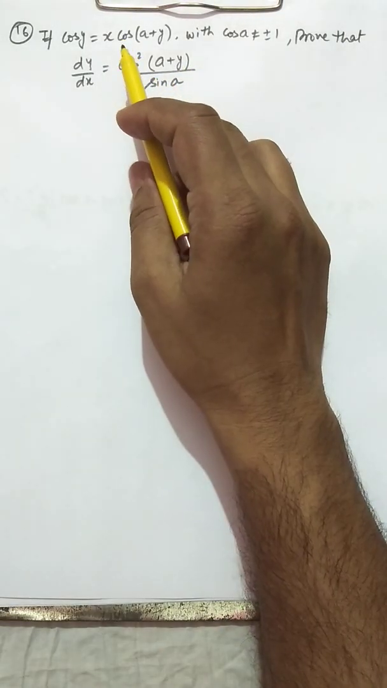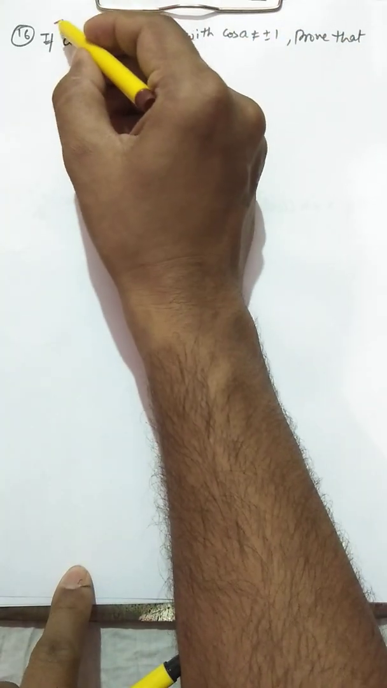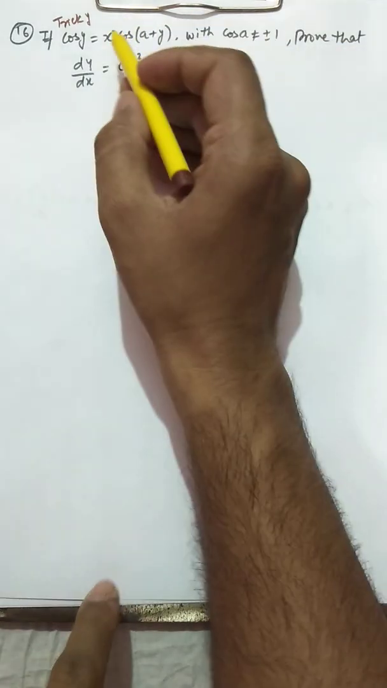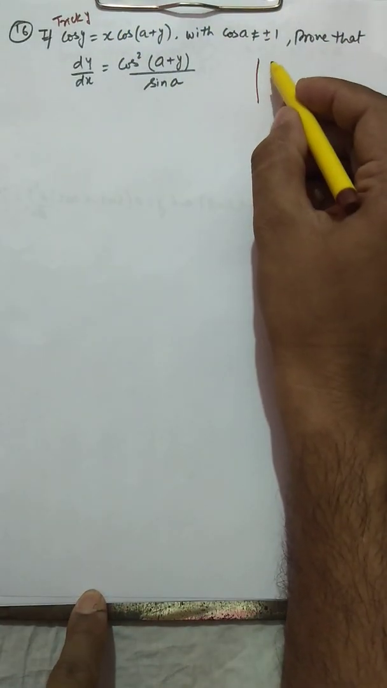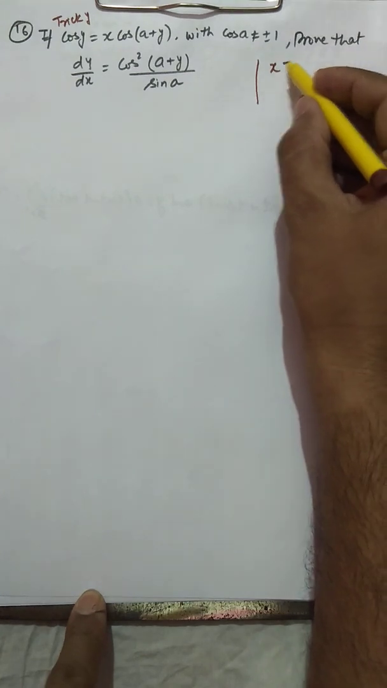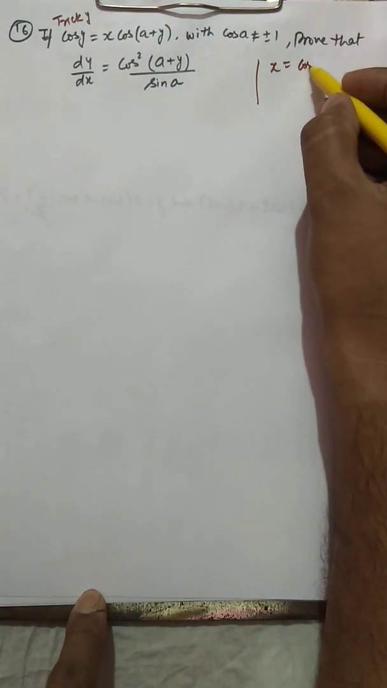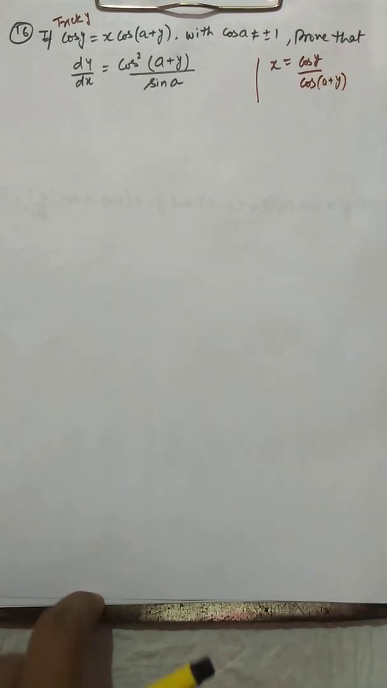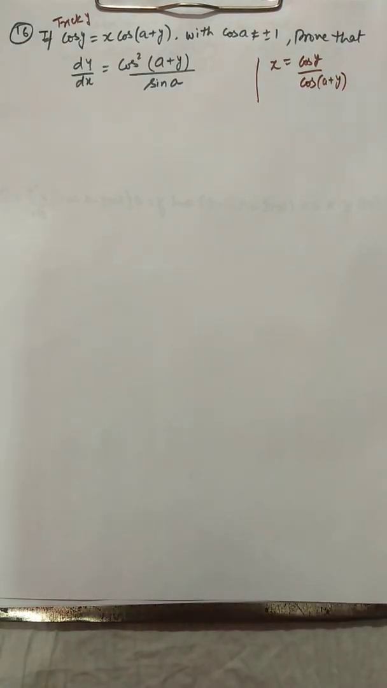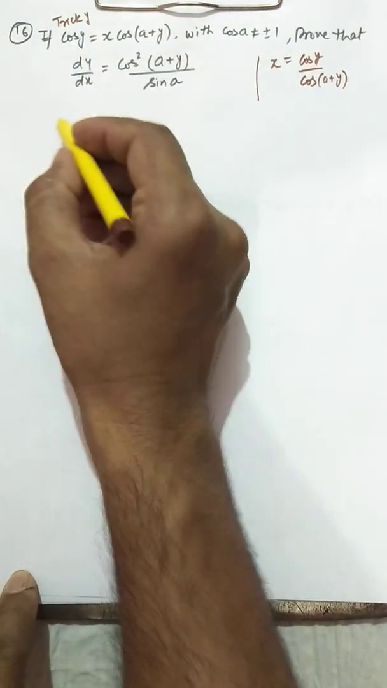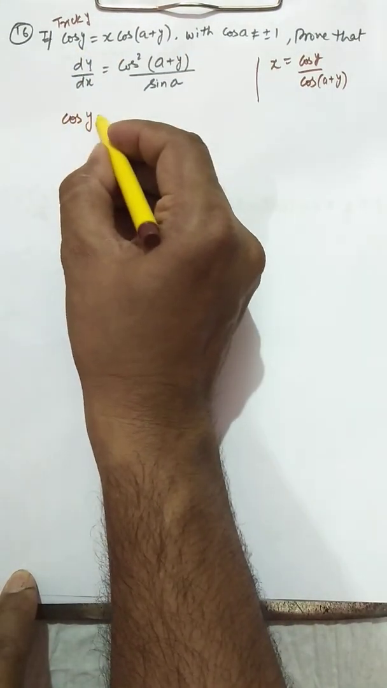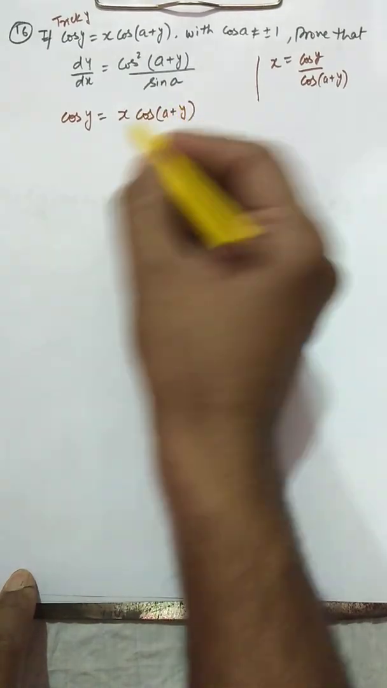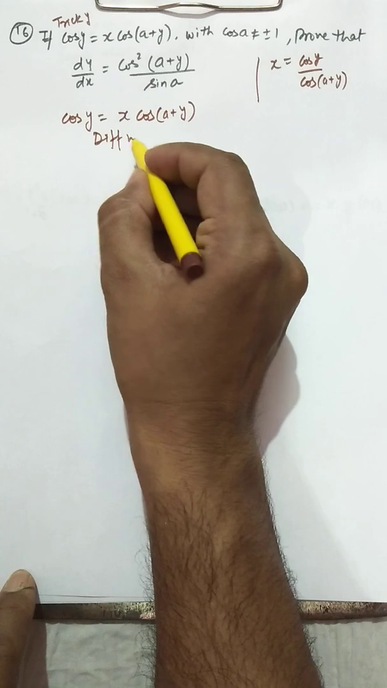Now this question is also a little tricky, not very much. So what you have to do, first you write x from here. So your x will be cos y upon cos(a plus y). So this is now given to you. We directly start from whatever is given to us, cos y equal to x cos(a plus y). We differentiate with respect to x.